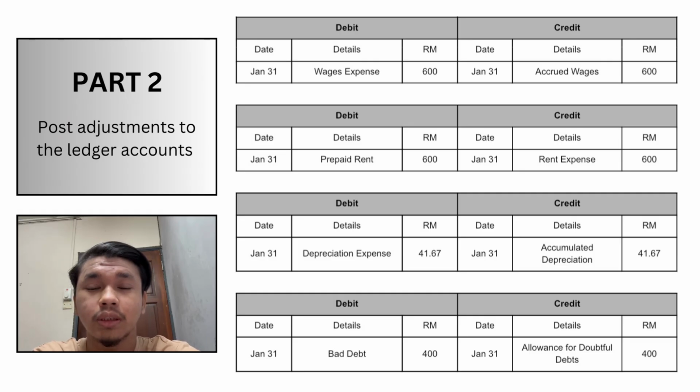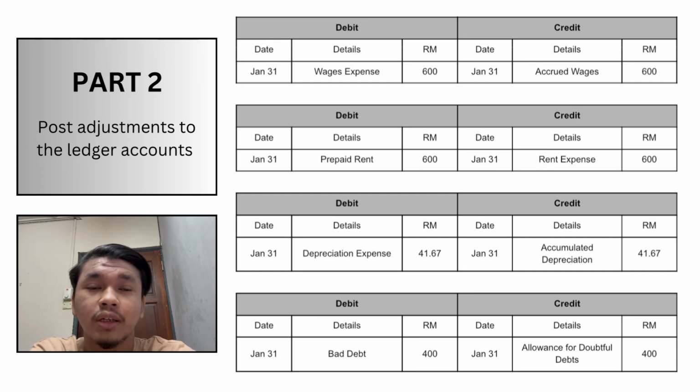I will continue my explanation for part 2, which is for the ledger account. The question is to post the adjustment journal entries to the ledger account, and the ledger entries provide a detailed breakdown of the financial adjustments made on January 31st, categorizing debits and credits for each transaction.